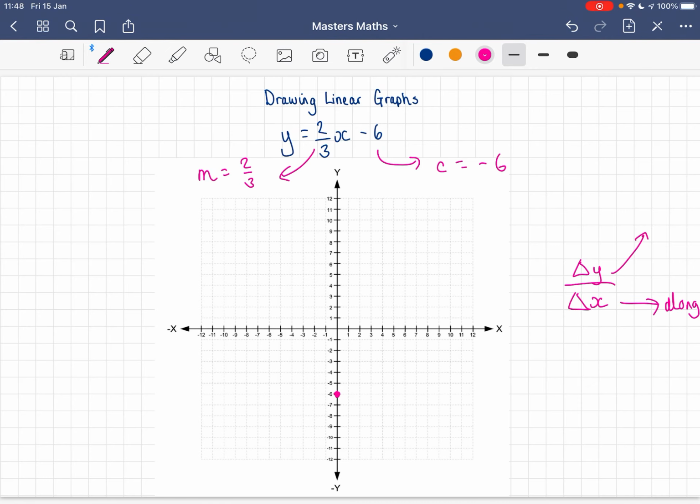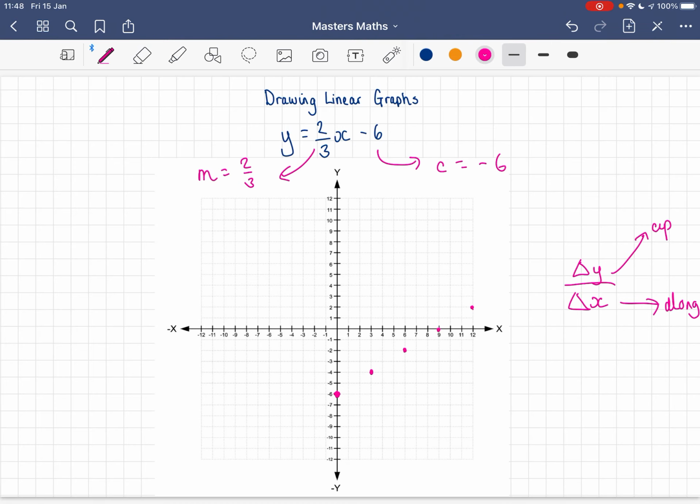The top number is my y value, that tells you how far I'm going up. So for this one, to plot the gradient, for every 3 I go along, I'm going up 2. Okay, so 3 along, up 2. So I'm putting my first coordinate there. And then I'm repeating that a few times until I get a few coordinates.